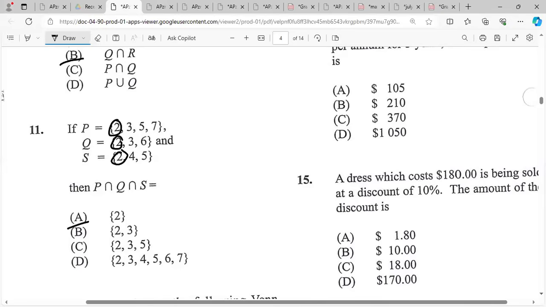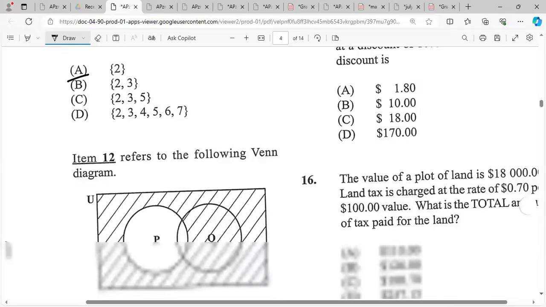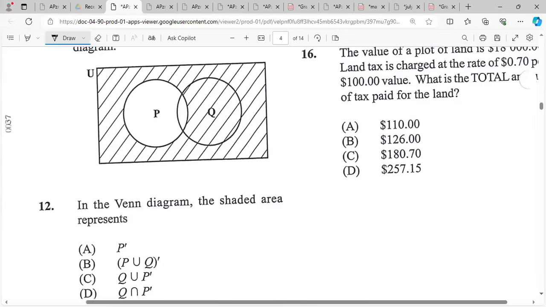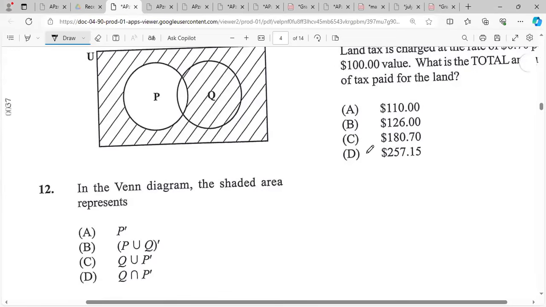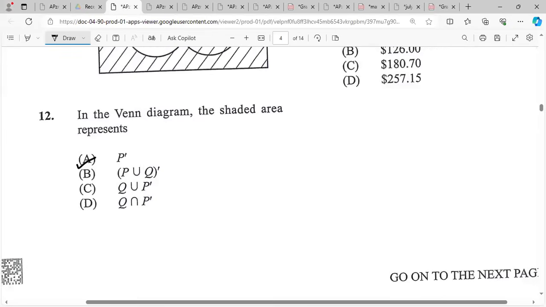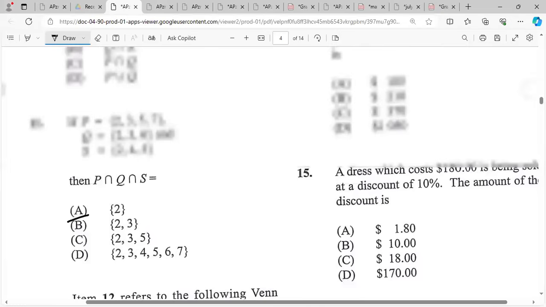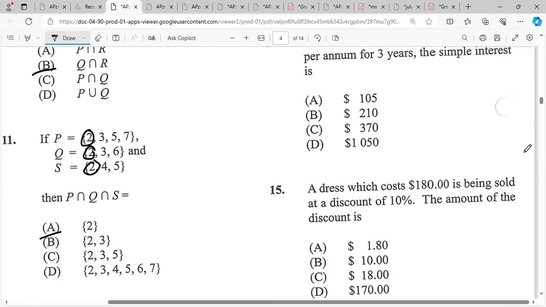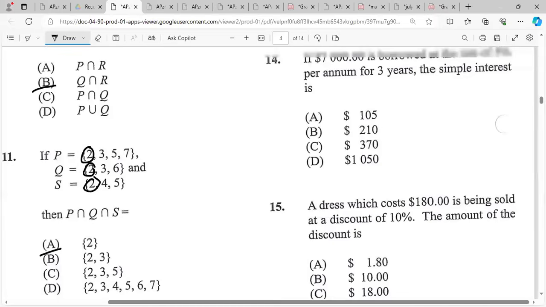All right, item 12, this is a repeat one. Item 12 refers to the following Venn diagram. In the Venn diagram, the shaded area represented is everything shaded except the P. So that's P complement, not in P. All right. We did that one last class. So we're not forgetting the deeper explanation about that one. All right. So which one was it?